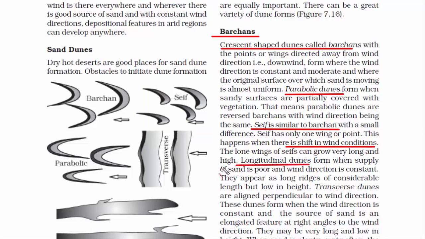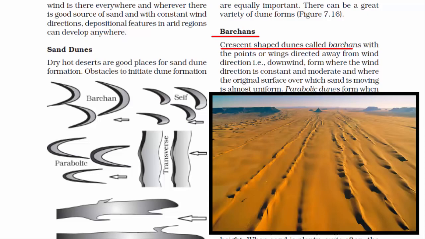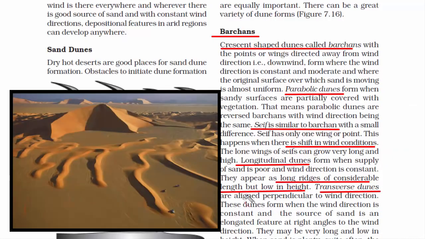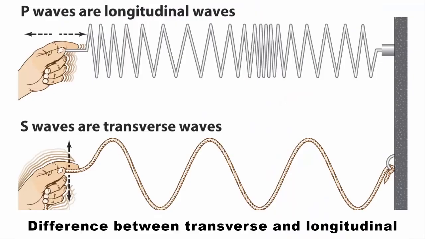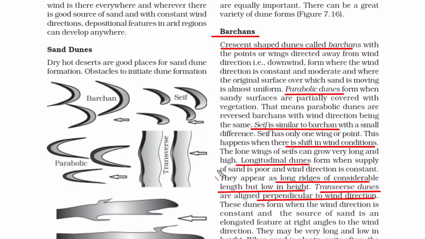Then there are longitudinal dunes. Longitudinal dunes form when supply of sand is poor and wind direction is constant. They appear as long ridges but low in height. Then there are transverse dunes. Transverse dunes are perpendicular to wind direction. These dunes are formed when the wind direction is constant and the sand is at right angle position to the wind direction. They may be very long and low in height.